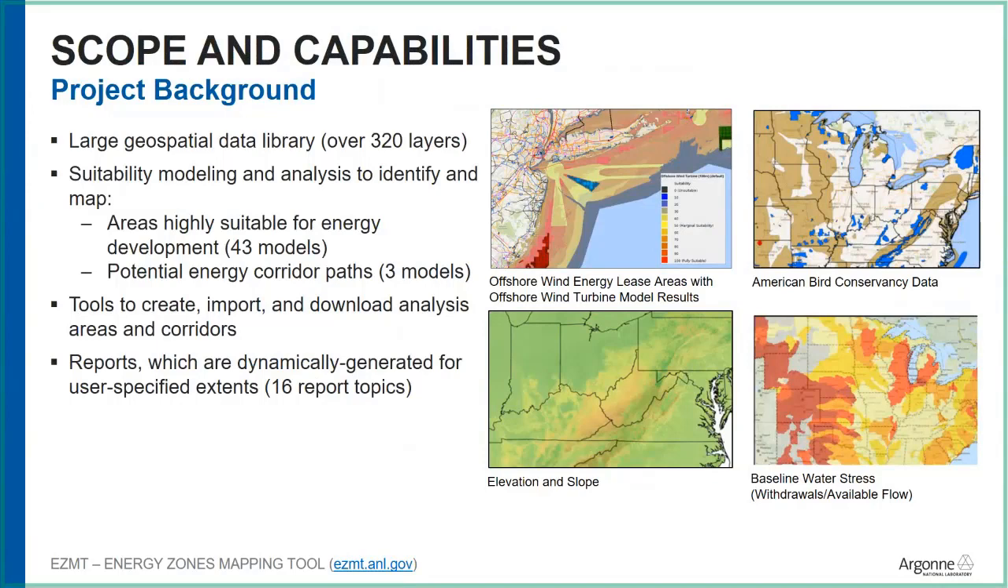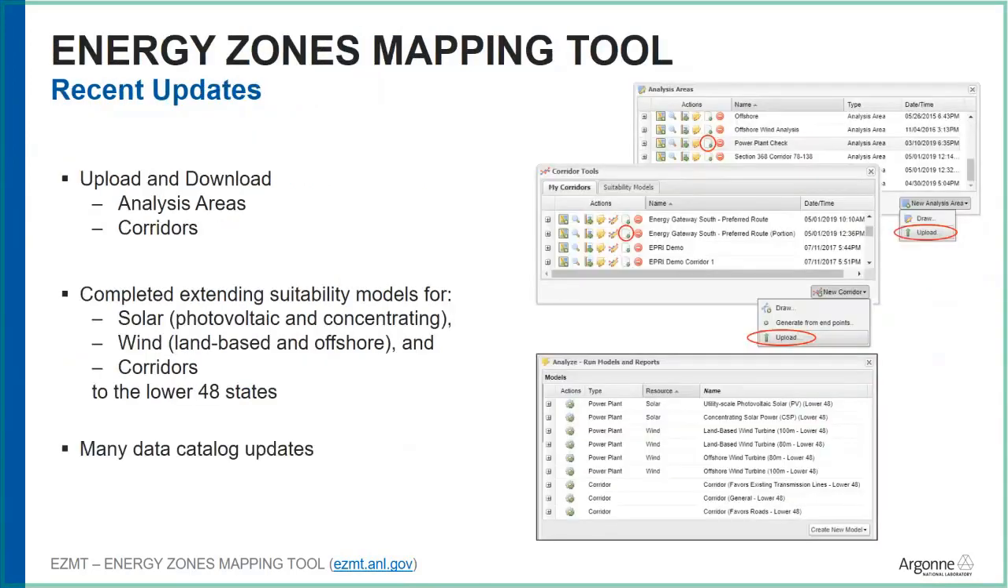Analysis areas are used to designate places where you want to study or just view placed on the map, and corridors are linear versions of those. So we have tools to create those either by sketching them on the screen or generating them by modeling. And now you can also upload and download those features. The location of those new upload and download tools are depicted on the right there, in these dialogues for analysis areas and corridors.